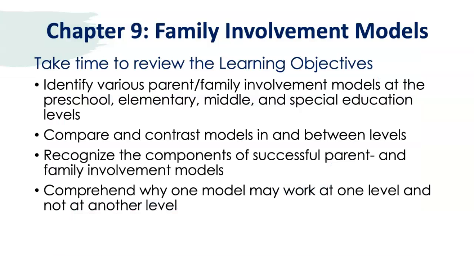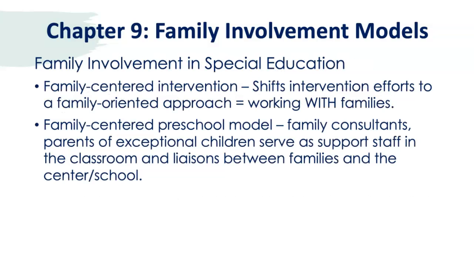Okay. We're going to start with chapter 9. Just a reminder to always begin with the learning objectives, and remember there's a summation at the conclusion of each chapter. So chapter 9 talks about the different family involvement models, and there are 4 primary models specific to special education. And so the first one is family-centered intervention. So this shifts intervention efforts to a family-oriented approach. So you're working with the families, right? You're not talking at them, you're not presenting stuff to them, you're working with them. So this is a hand-in-hand approach.